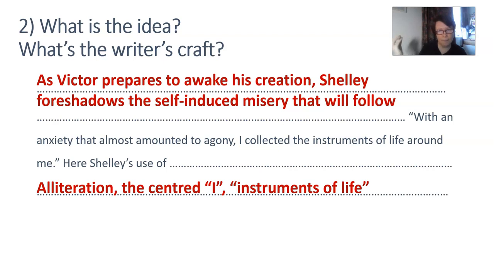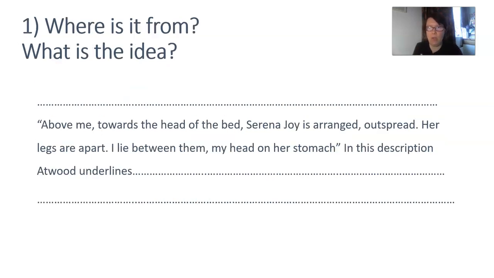And you can talk about that build up to that central agony. Okay, the centred "I", we talked about "I" bookending in the last parallel one. This time the "I" is central. We've got the instruments of life. There's all sorts of things that you could talk about here with your use of the techniques. All right, let's try another one.